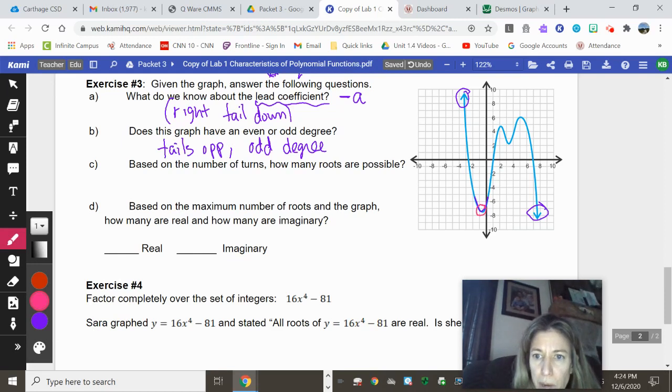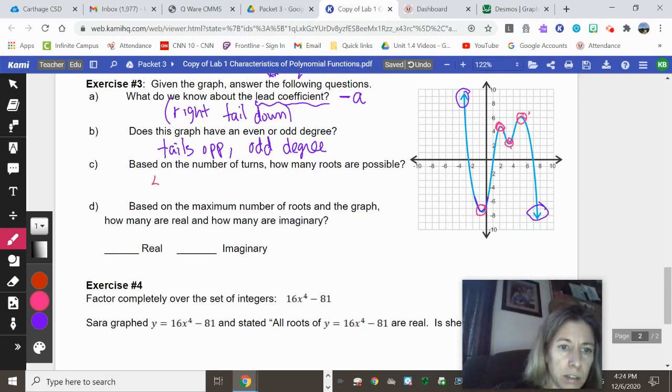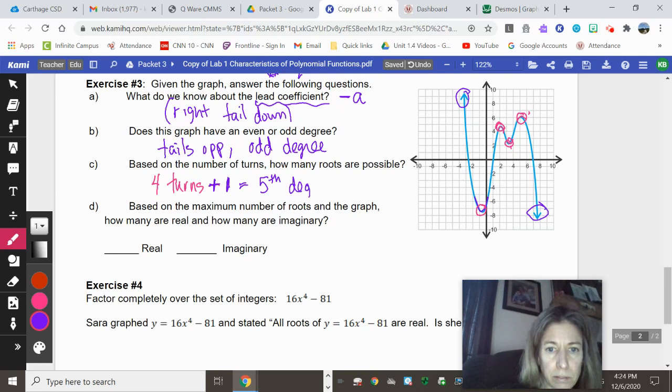So here's a turn, and then I go positive, and then I'm switching to negative. So right here, here's another turn, and then I'm going negative to positive. Here's another turn, and then here's another turn. Since I have 1, 2, 3, 4 turns, the general rule is I always add 1 to the number of turns, and that gives me the potential degree. So this looks like it might be a 5th degree. The turns plus 1 will give you the degree.